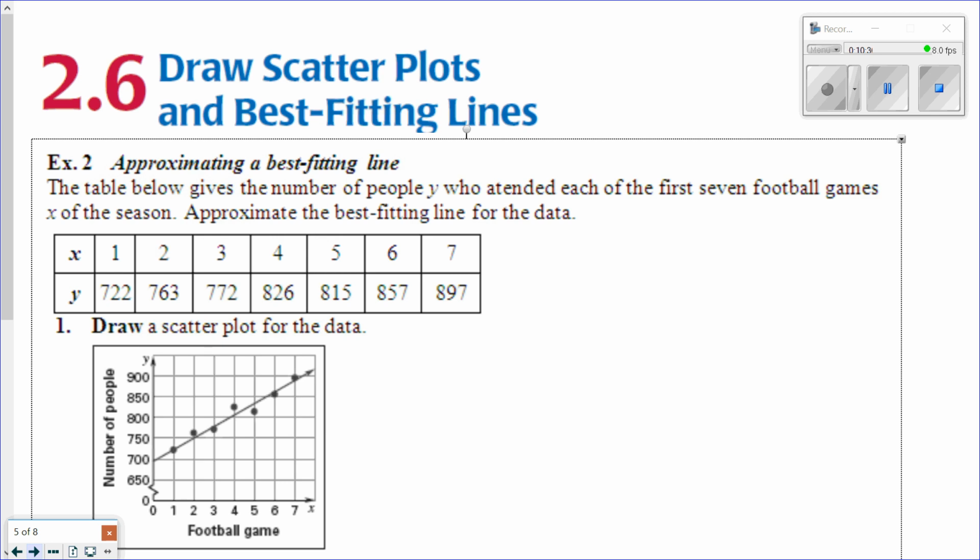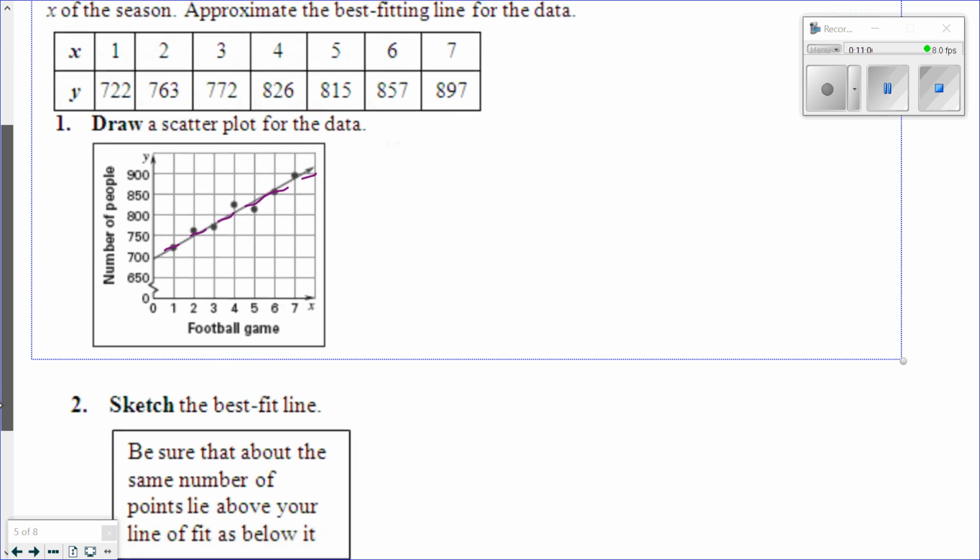So here we're going to approximate a best fitting line. So we've plotted these points. 1, 722. The second point, 2, 763. So all of these points are plotted on our scatter plot. And then we drew this line that looks like it's the best fit. There's about the same number of points below it as there are above it. It looks like it's as close as we can get to all of those data points.